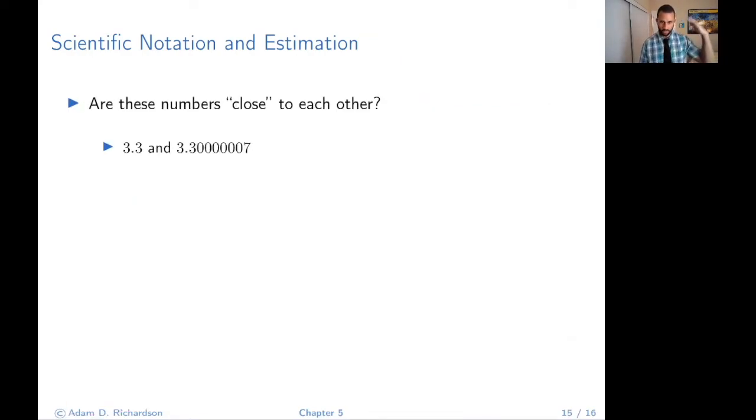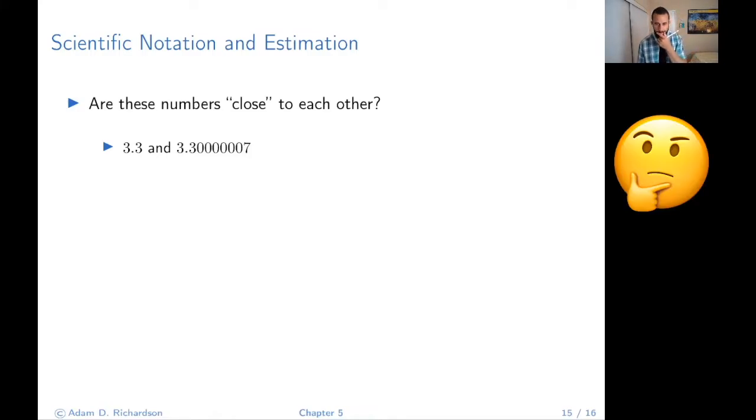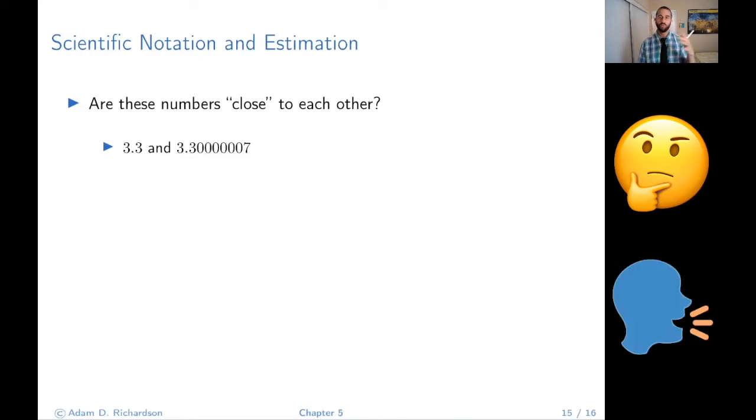But let's think about this. This is really the whole idea behind scientific notation. I want you to take a moment and think to yourself or think to your group and ask yourself, are these two numbers close to each other? What do you think? Talk out loud. Why are they close to each other? Why are they not close to each other? See what you think.